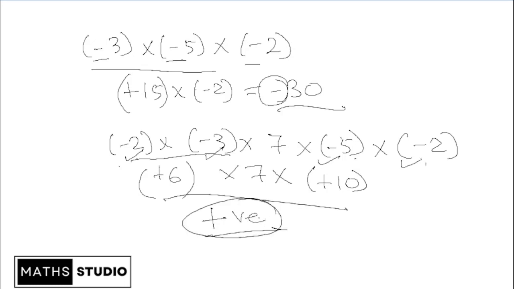So when the number of minus signs is even, the result will always be positive, and when the number of minus signs is odd, it will always give us a negative answer. Okay, so whatever I have taught till now, it will all be used in your rest of the exercises. Okay, so we'll see rest of the exercises. Let us come to the exercise 1.2.